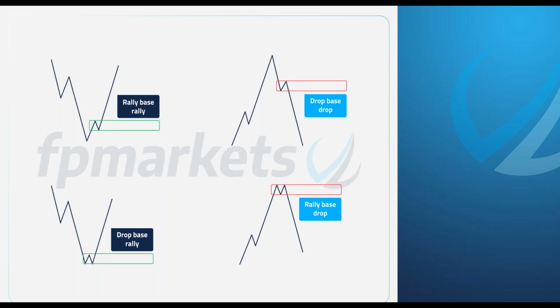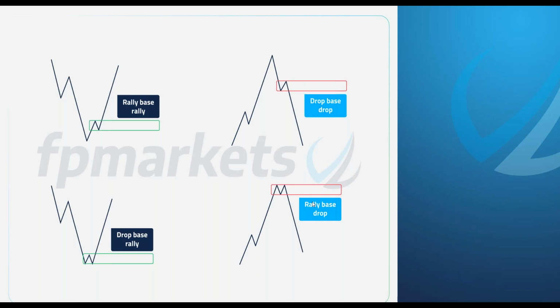Thanks. So this next slide shows the 4 basic supply and demand variations you will see on the charts, and this was shown in the previous webinar. First up we have the rally base rally, or RBR as it's commonly called, the drop base drop, or DBD, the drop base rally, or DBR, and finally the rally base drop, or RBD.